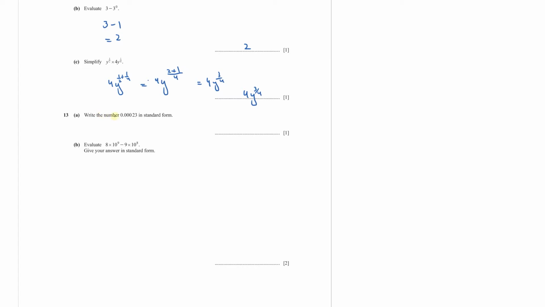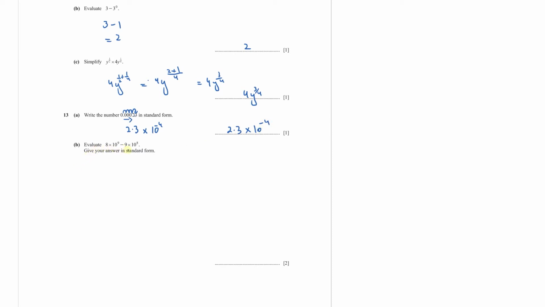Question 13 is write the number in standard form. For standard form, I need to move the decimal. So I'll move it 1, 2, 3, 4 places to the right. So this will become 2.3 into 10 power minus 4, because I moved the decimal towards the right 4 places. So I will have 10 power minus 4 here. So 2.3 into 10 power minus 4.